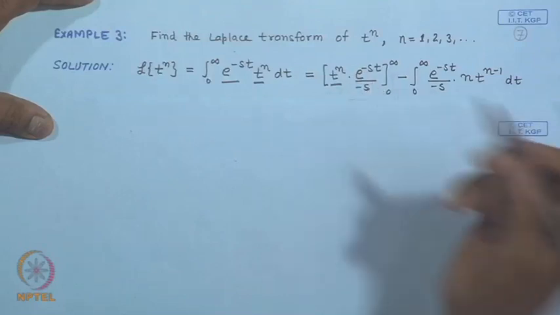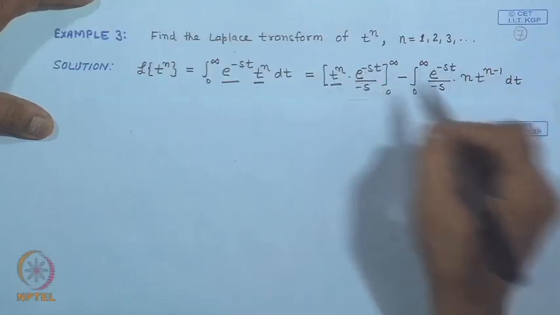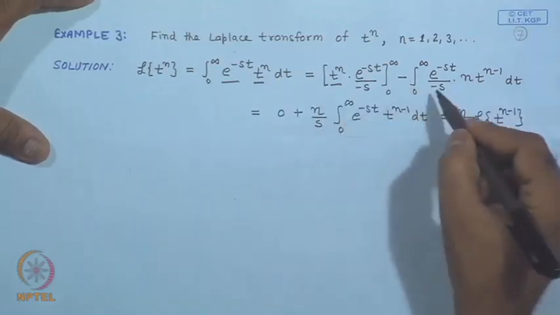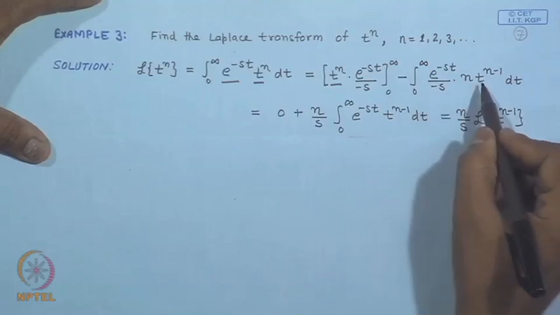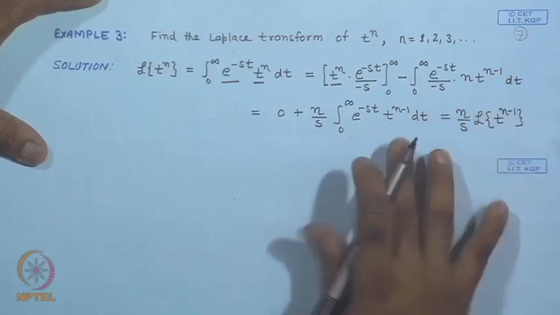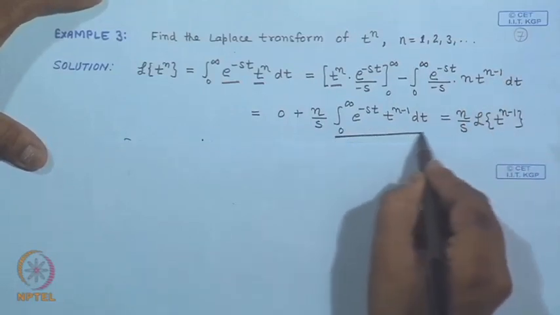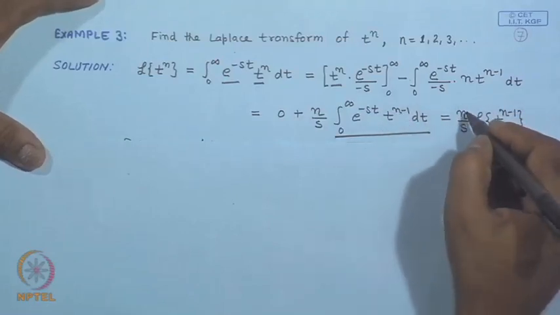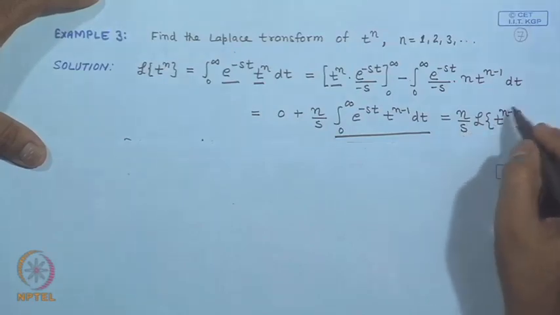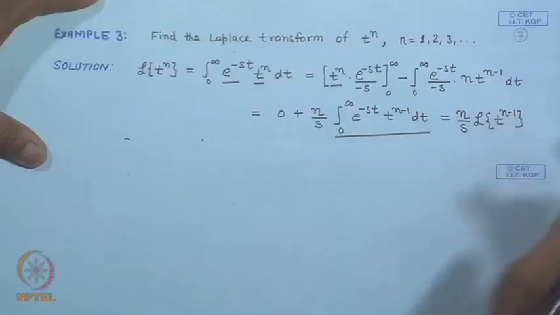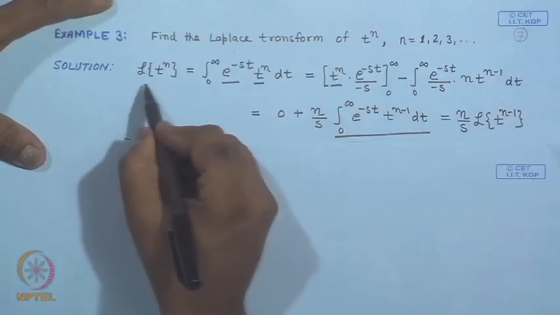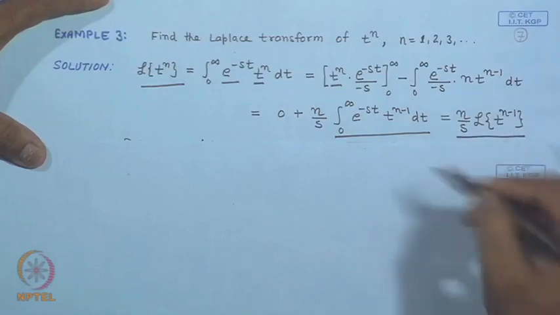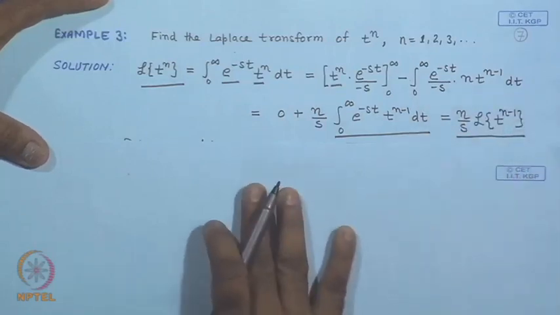So, this term will vanish, and then we have here n over s times the integral from 0 to infinity of e power minus s t t power n minus 1. So, what we see again is that this is nothing else but the Laplace transform of t power n minus 1. So, we got n over s times the Laplace of t power n minus 1. So, we got a recurrence relation here: Laplace of t power n is n over s times Laplace of t power n minus 1.